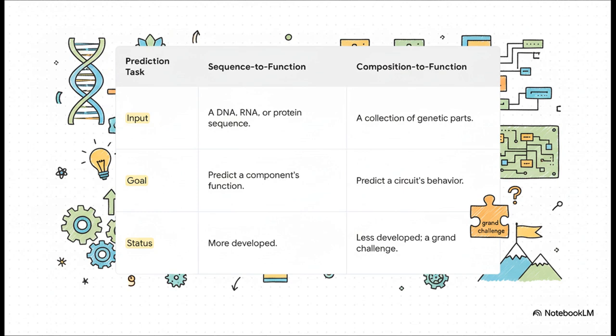The second and more difficult task is composition-to-function prediction. Here, the input is a whole collection of genetic parts, and the goal is to predict the behavior of the complete assembled circuit. This remains a grand challenge for the field.